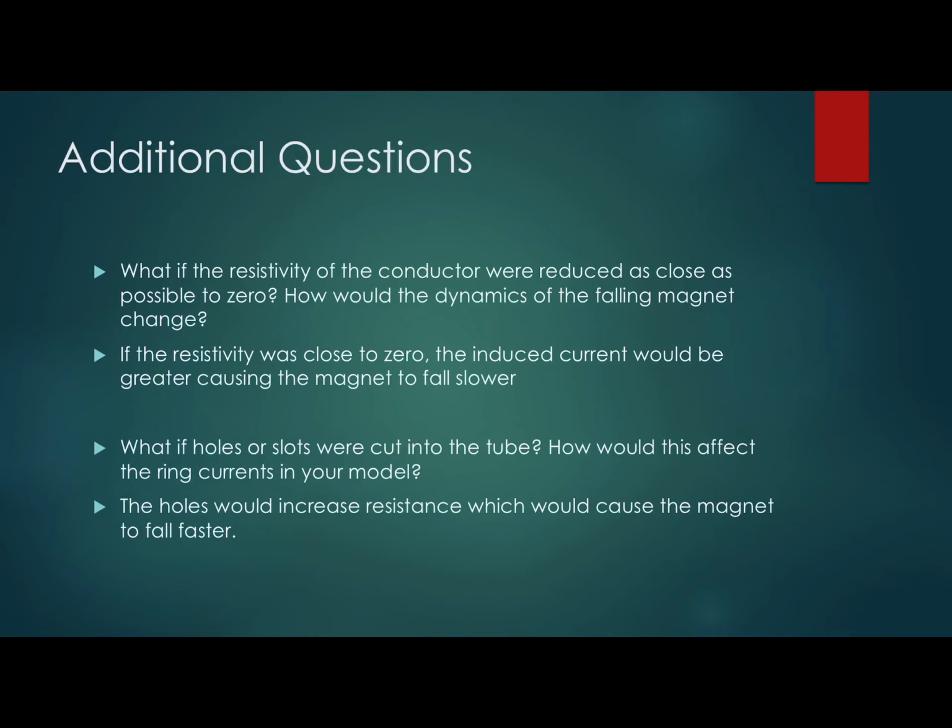What if holes or slots were cut into the tube? How would this affect the ring currents in your model? The holes would increase resistance, which would cause the magnet to fall faster.